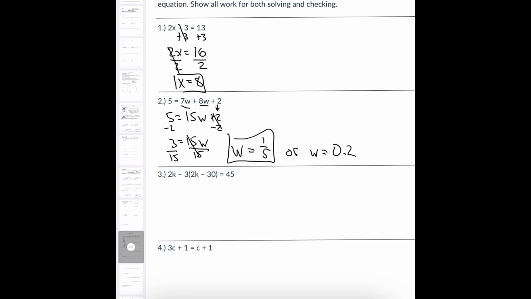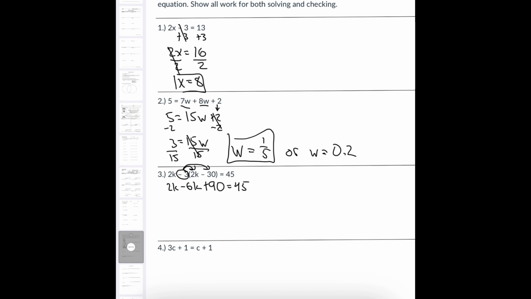On number 3, I see that I have a set of parentheses. Typically, whenever we have a set of parentheses, we want to do something to get rid of it, which would be to distribute whatever is in front to the inside. So we're going to take this negative 3, and we're going to multiply it times 2k, which gives me negative 6k, and take the negative 3 times negative 30, which gives me a positive 90. Bringing down the rest, we have 2k minus 6k plus 90 equals 45.